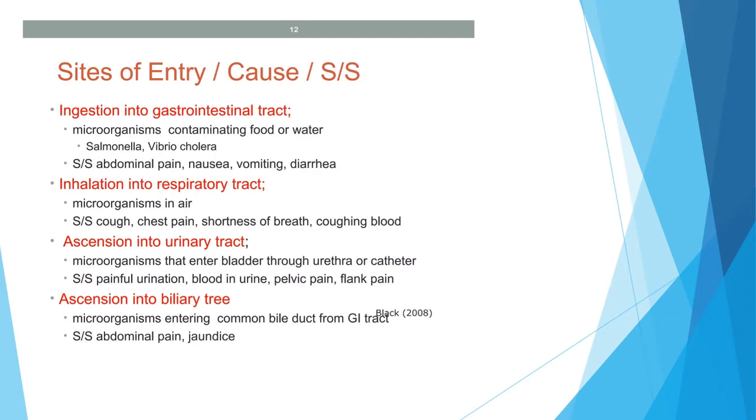Ascension into the urinary tract, so microorganisms that enter the bladder through the urethra or catheter. Signs and symptoms could be painful urination, blood in the urine, pelvic pain, or flank pain. It can be through ascension into the biliary tree, which can cause signs and symptoms like abdominal pain and jaundice.